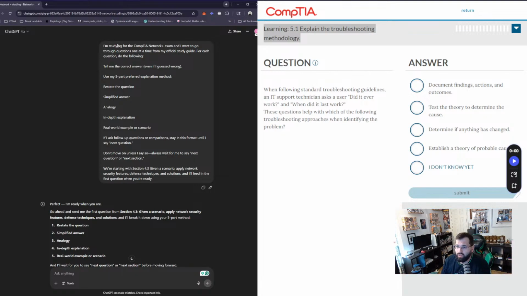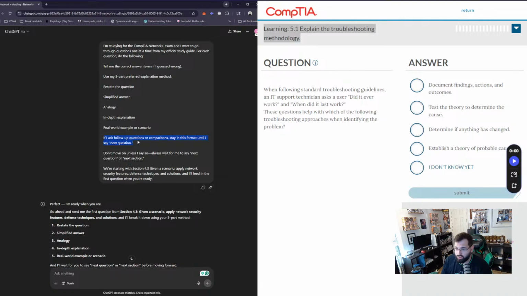So my prompt is, I'm studying for the CompTIA Network Plus exam. I want to go through each question one at a time from my official study guide. For each question, I want to do the following. Tell me the correct answer, even if I guessed wrong. Use a 5-part method. Explain by restating the question. Give me a simplified answer, an analogy, an in-depth explanation, and then a real-world example and/or scenario.